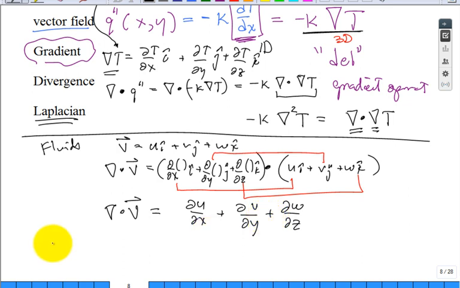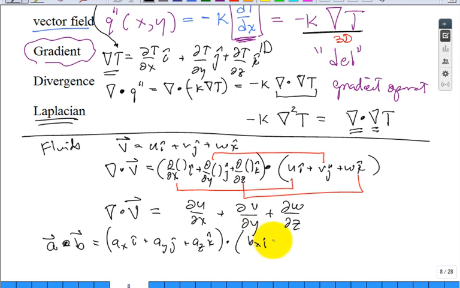So that's it. If I gave you two vectors, here's a vector A, and I want you to dot it with vector B, where vector A is A_x i plus A_y j plus A_z k, and I dot it with the vector B, B_x i plus B_y j plus B_z k, what do you get back? You just get the product A_x times B_x plus A_y times B_y plus A_z times B_z. It's just a scalar, isn't it? Isn't that interesting that divergence requires a vector field, but it gives back a scalar field?